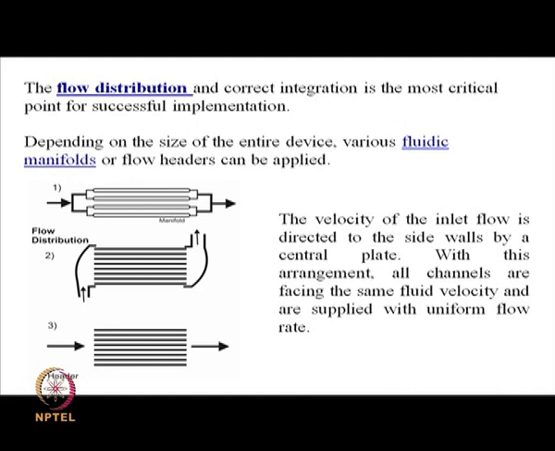The velocity of the inlet flow is usually directed towards the side walls, not to the entry of the microchannels. If you have the flow directed towards the entry of the microchannels, then the chances are that one of the channels is going to be highly irrigated compared to the other channels. So, the flow jet is never directed to the microchannel, it is always directed to a side wall or a side plate, such that you have a very well mixed high pressure side at the inlet, and then all the channels are hopefully fed with the same flow rate.